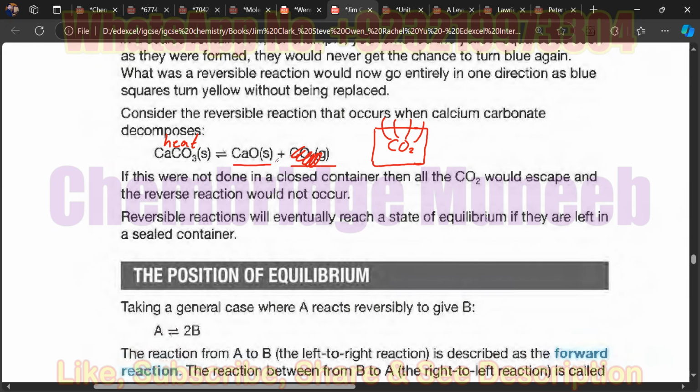So in that case, this will not be considered as an equilibrium reaction because the carbon dioxide has already been removed, which means no reaction will occur in the reverse direction, in the backward direction. For the reaction to occur in the backward direction, we would need the carbon dioxide in the mixture. So for that purpose, we will always consider that the reaction is being carried out in a sealed container. Is that clear?